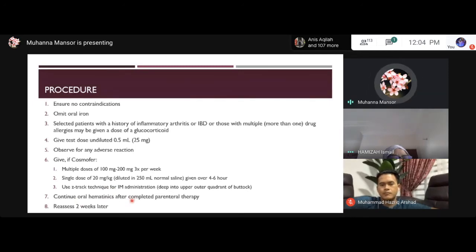and we will reassess 2 weeks later. The one I want to highlight is how our body responds to oral and parenteral iron is actually the same. Although we say that the Hb increase will be much faster, how the body responds to it is much the same. So usually we expect a hemoglobin level increase ranging from 2 to 4 weeks after parenteral iron.